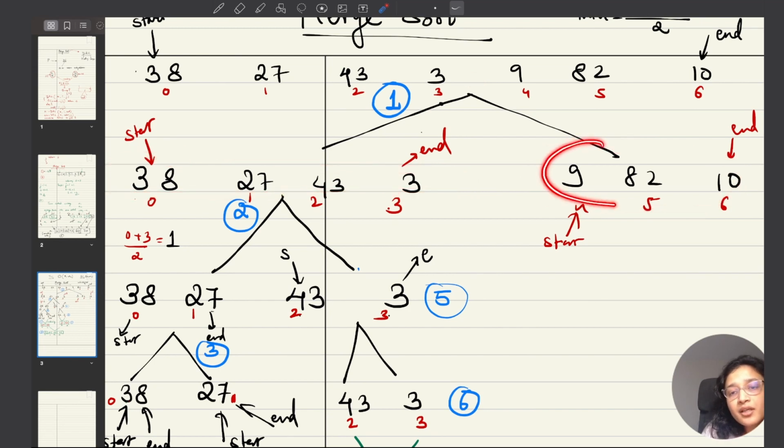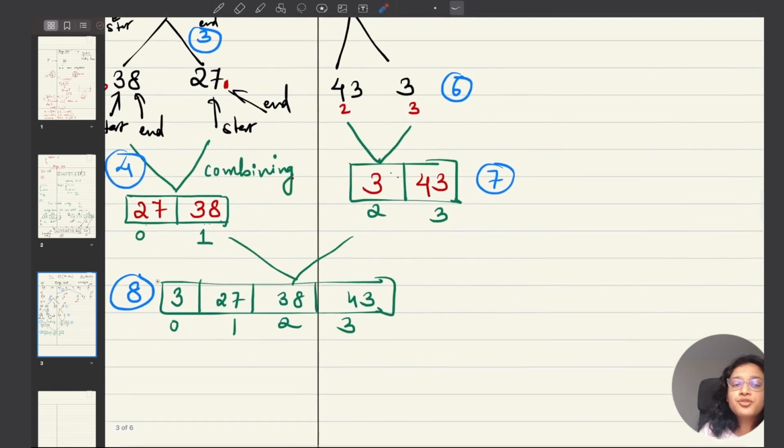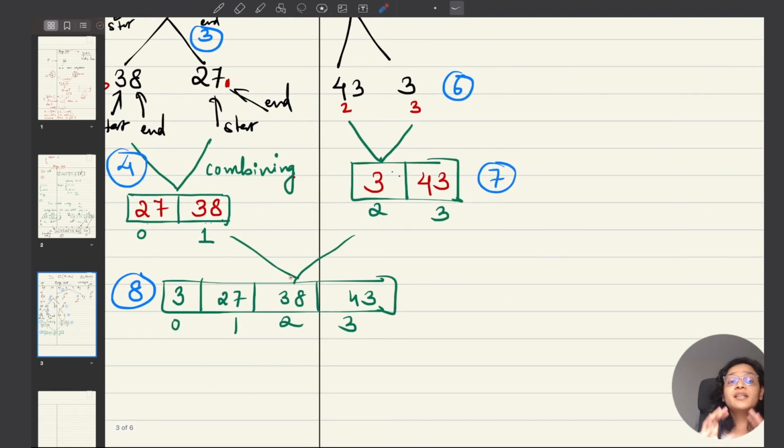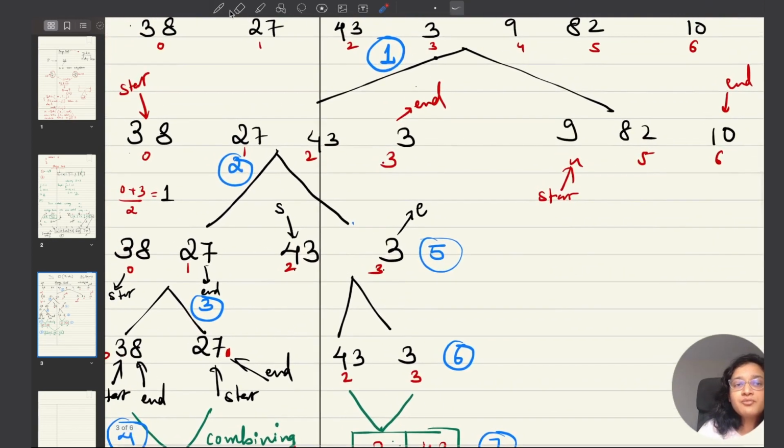Once we finish sorting this subarray from 4 to 6, we are going to get one subarray which is sorted from 4 to 6, and another subarray which is from 0 to 3. That will be combined and give us the answer for the entire array, right? So let's start here. Let's first divide this and combine.